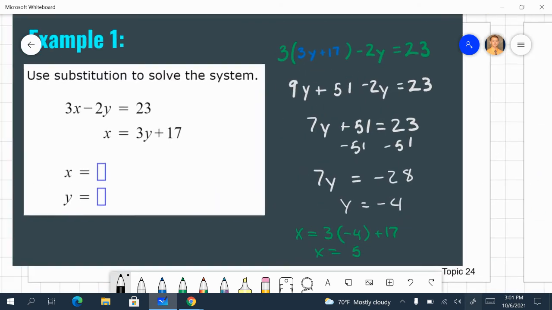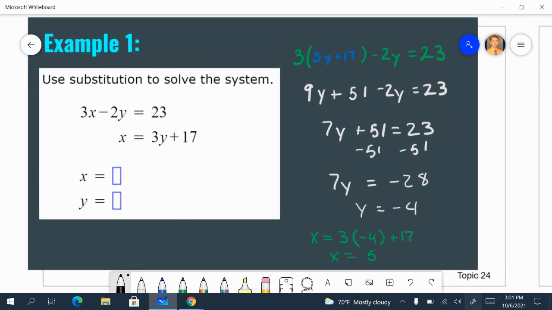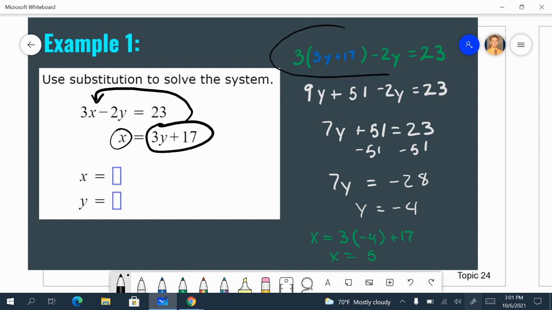Topic number 24. Use substitution to solve the system. I only use substitution when you have a variable by itself. Now, it could be the x by itself, it could be the y by itself. It doesn't really matter, but I know I'm using substitution here because I have a variable by itself, which means I'm going to take all of that stuff, which is equal to x, and I'm going to plug it in for x. As you can see, that's what I did up here, and in blue, that's what I plugged in.